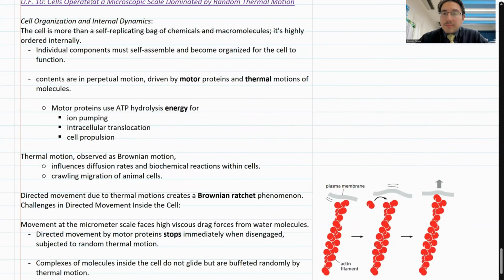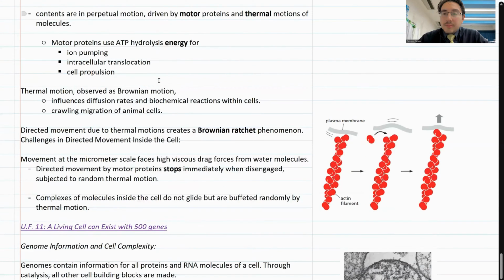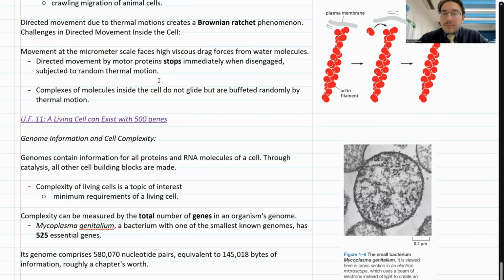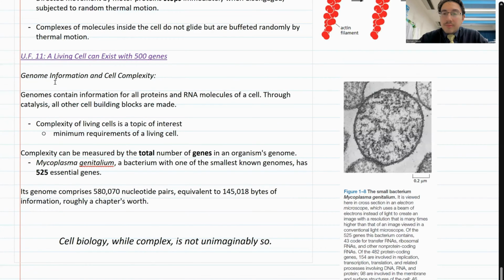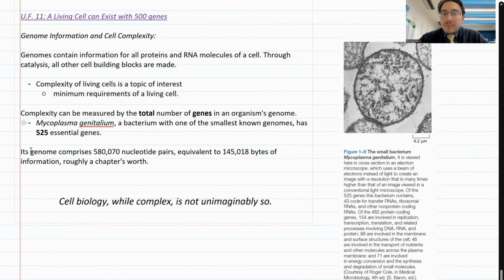So again, cells operate at a microscopic scale dominated by random thermal motion. Okay. And lastly, universal feature 11: a living cell can exist with 500 genes, right? Not too much on this little section here, but in terms of genome information and cell complexity, genomes contain information of all the proteins and all the RNA molecules of a cell. And through catalytic reactions, we're able to produce building blocks to enable a cell to thrive.